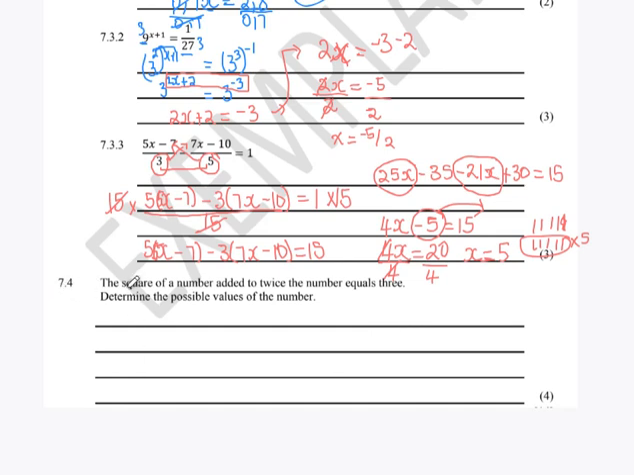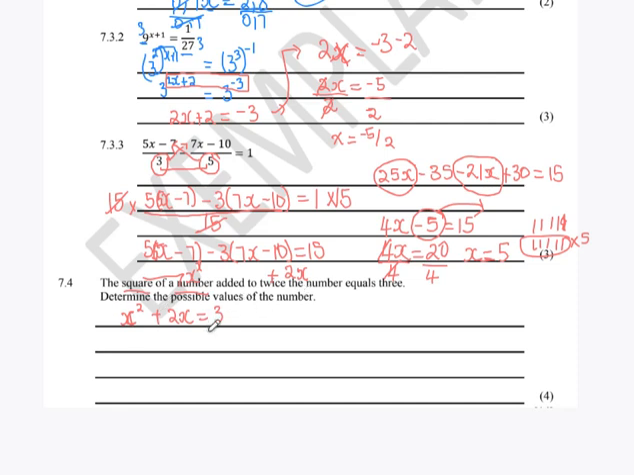7.4, the square of a number. So we have x, the square of x is x squared, added to twice the number, so it's 2, the number is x, so it's 2x that is going to be added to that, equals to 3. So x squared plus 2x is equals to 3. Determine the possible values of the number.